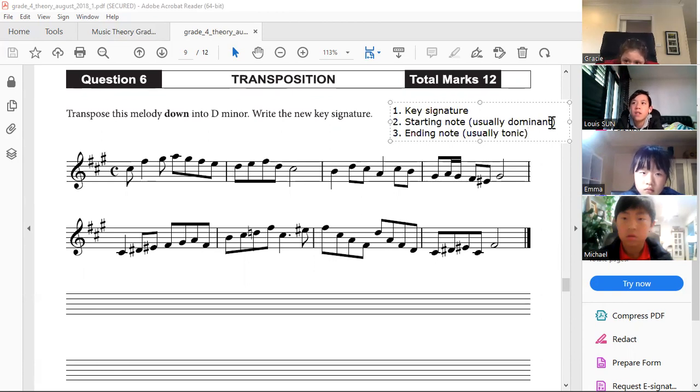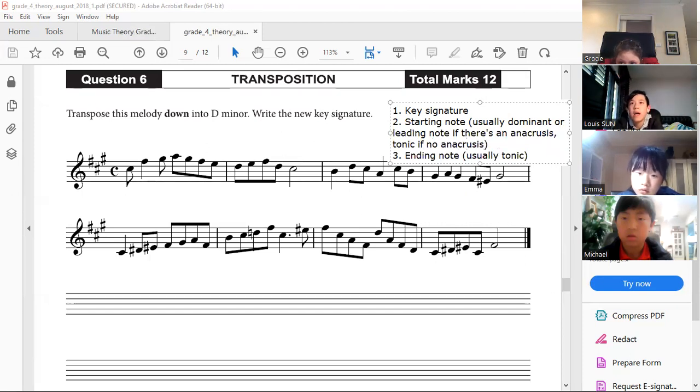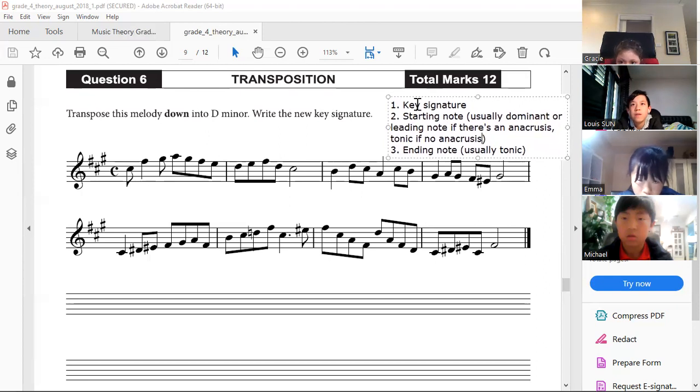Well, actually, there's a couple of possibilities for the starting note. It's usually the dominant if there's an anacrusis. Another possible starting note would be the leading note if there is an anacrusis, and the tonic if no anacrusis. And the ending note will probably definitely be the tonic. So yes, it's F sharp minor. It's the relative of A major, so three sharps. Yeah, that's right.